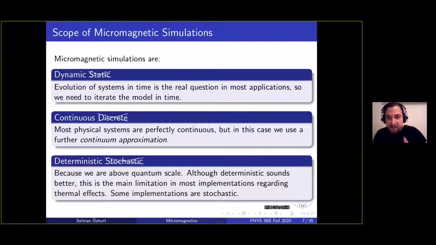But this, although it sounds good to have a deterministic simulation, is actually a downside of most simpler implementations of micromagnetics, because we sometimes want to investigate the effects of temperature, and effects of temperature are basically stochastic in nature.